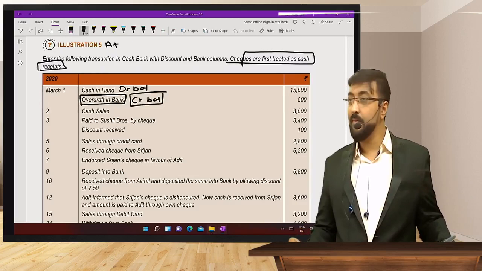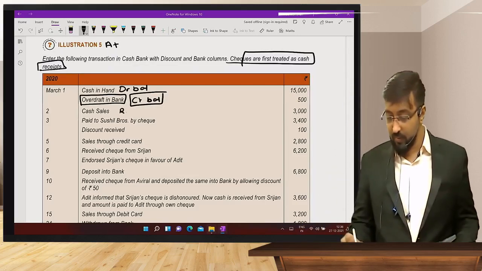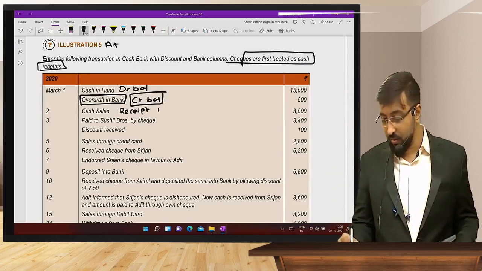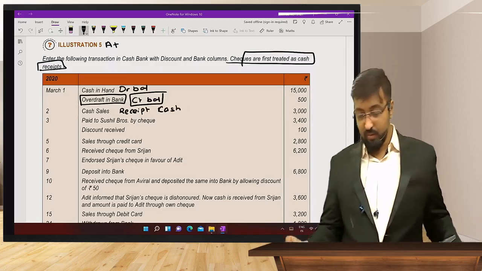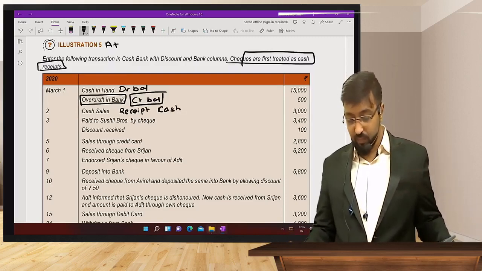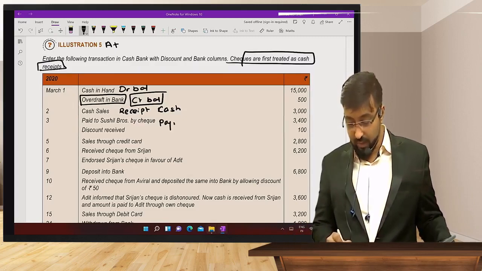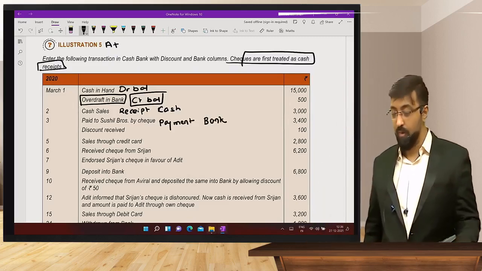Cash sales, where to write? Receipt account, which column? Cash. Receipt cash column. Paid to Sushil by check. Which column, beta? Payment. And which column? Bank. Payment and bank column.